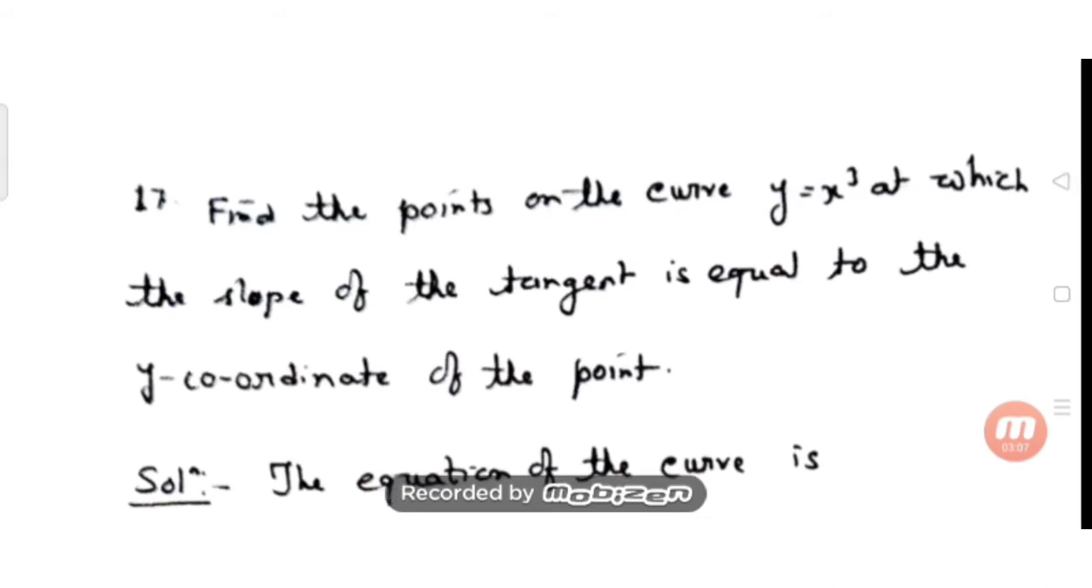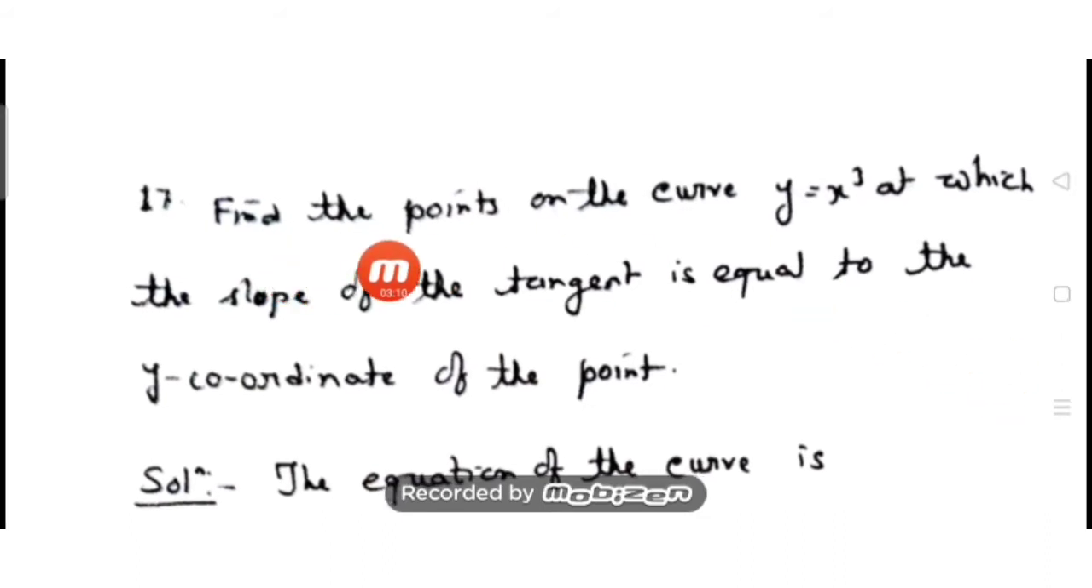So your question number 17 is, find the points on the curve y equal to x cube at which the slope of the tangent is equal to the y coordinate of the point. Just the condition is different here. Your aim is to get the point on this curve. The condition given is, slope of the tangent is equal to y coordinate of the point.